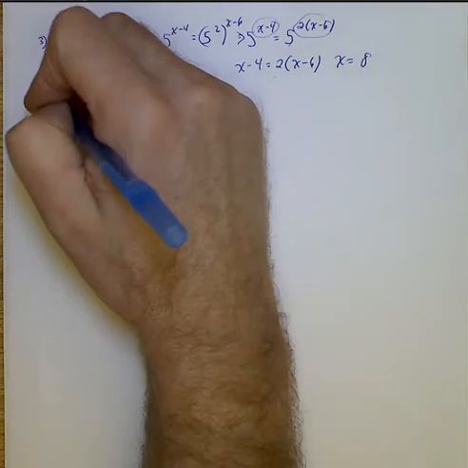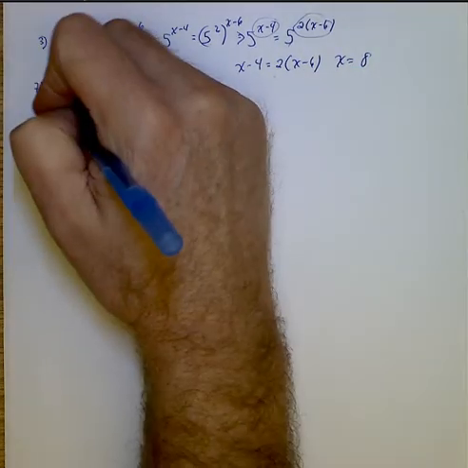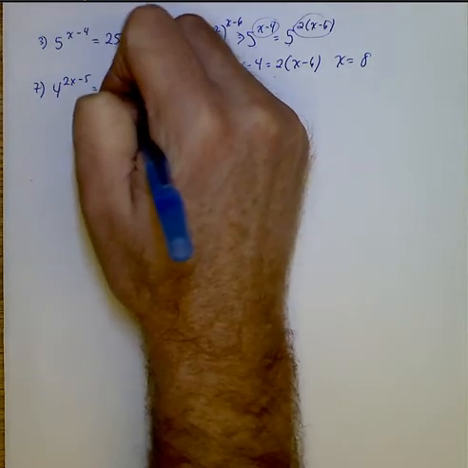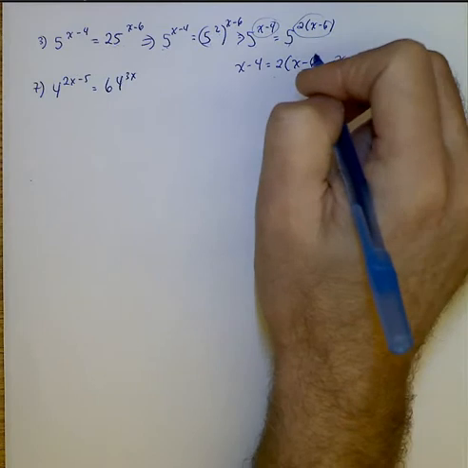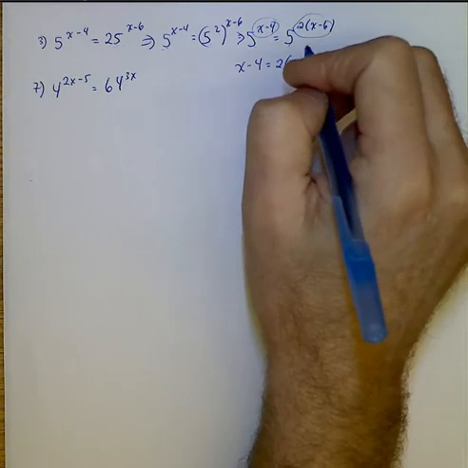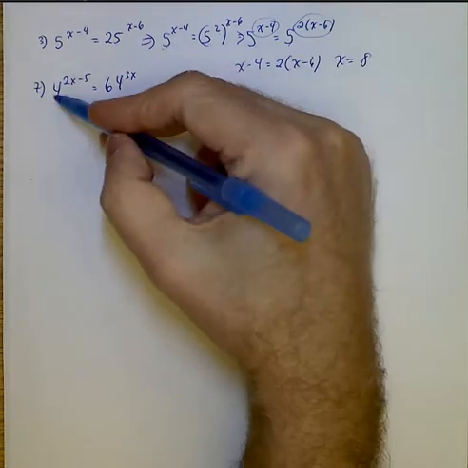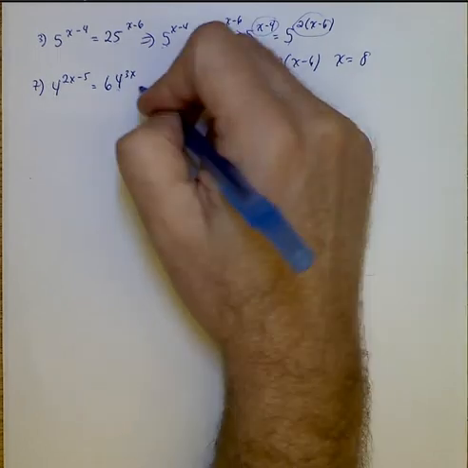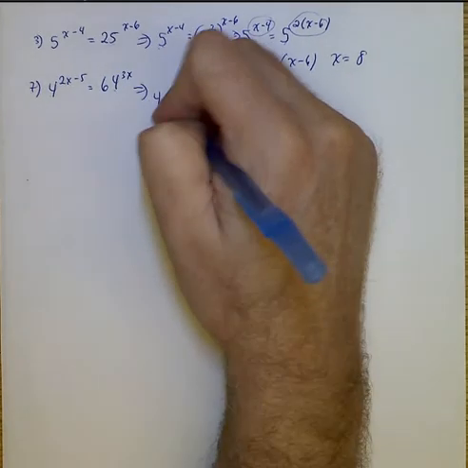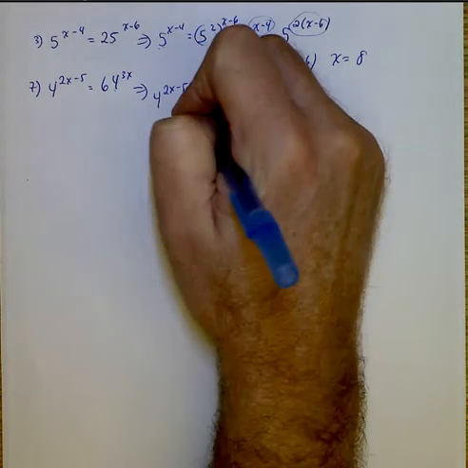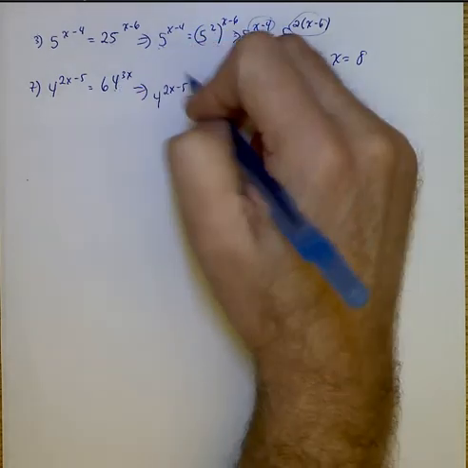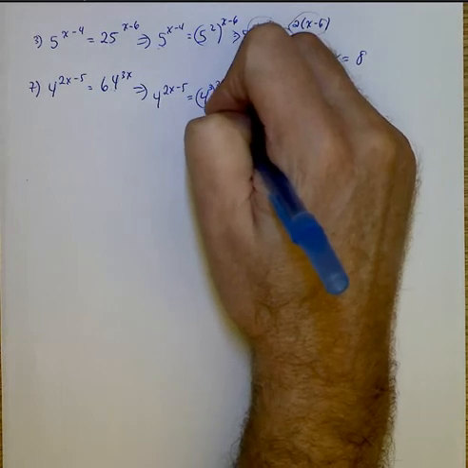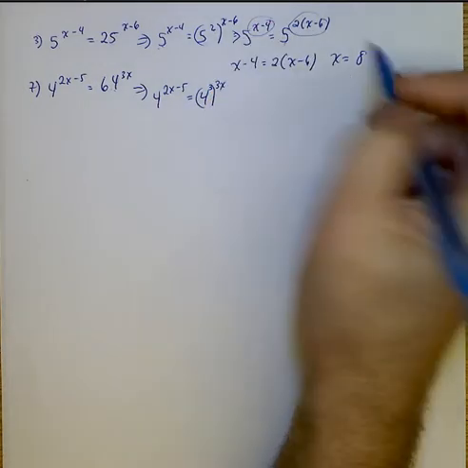Let's try another one. We'll try number 7. 4 to the 2x minus 5 equals 64 to the 3x. Again, our first strategy is going to be, can we make these bases the same? Always going to be our first approach, and in this case we can. We'll leave the left-hand side alone, 4 to the 2x minus 5, but we'll rewrite 64 as 4 cubed. And we'll raise that to the 3x, because there's a 3x here.